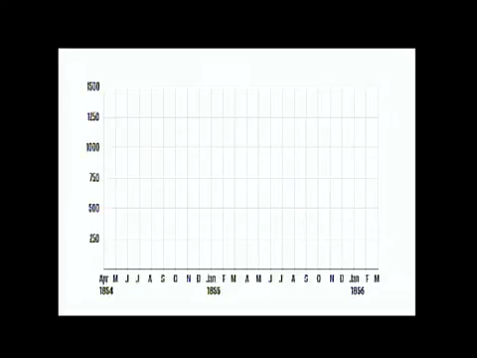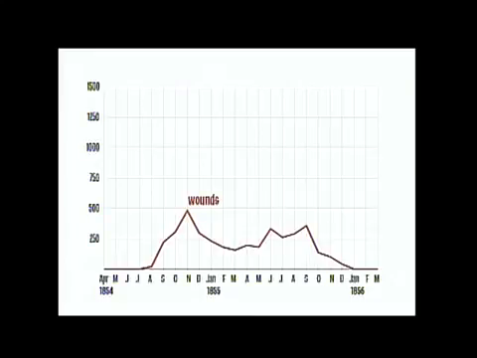So this is the same data, ranging from 1854 to 1856. The first line shows you the number of wounded soldiers in the war. So from this data alone, you can see the action time in the Crimean War.